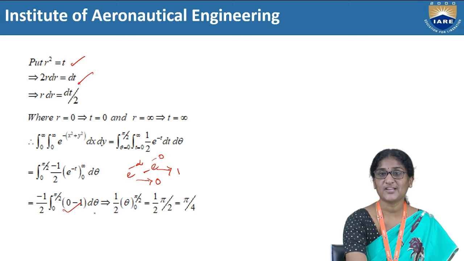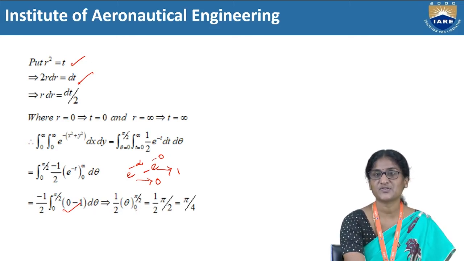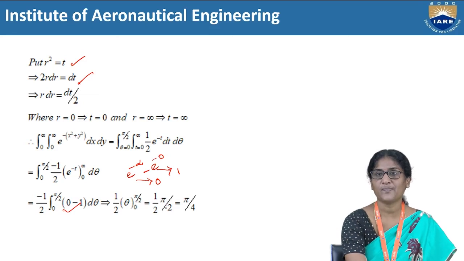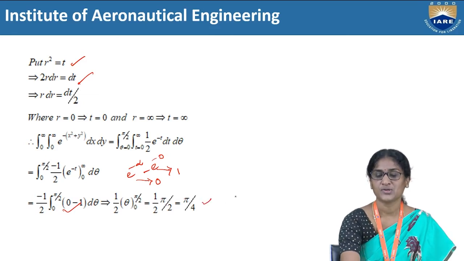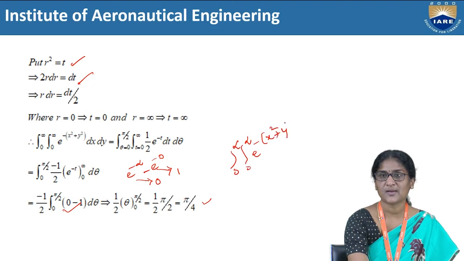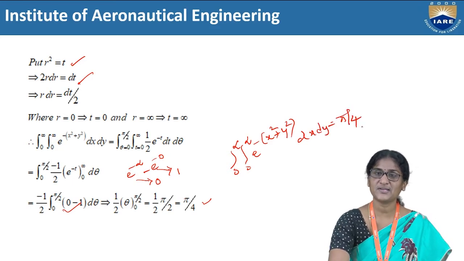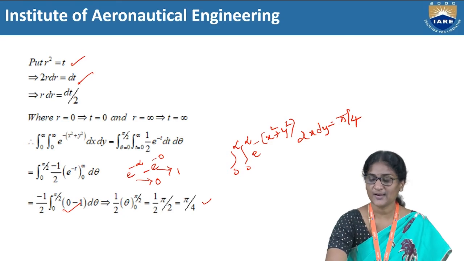How did I get the integral of d theta? The integral of d theta is theta. So with the limits from 0 to pi by 2, half into pi by 2 is nothing but pi by 4. Therefore, the integral from 0 to infinity of e power minus (x square plus y square) dx dy is nothing but pi by 4. So this is how the problem can be done very easily by converting it to polar form.